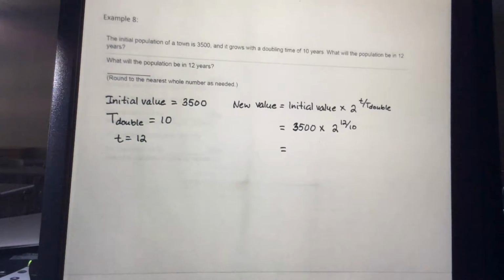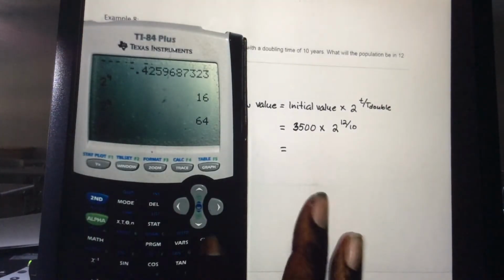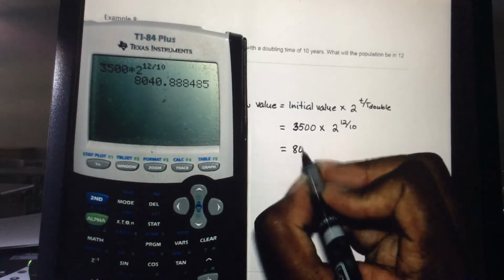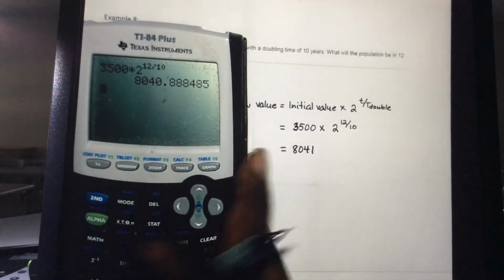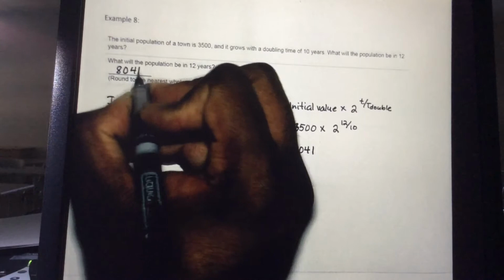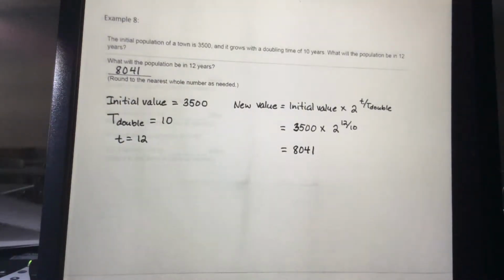And we're going to give this answer to the nearest whole number as indicated here. Now we can type this in as 3,500 times 2, and then the hat key for your exponent, 12 divided by 10, and then hit enter. So to the nearest whole number, I'm going to get 8,041. So the population in 12 years would be 8,041.